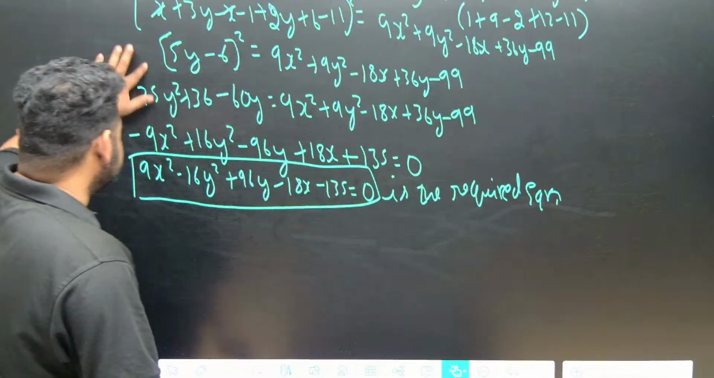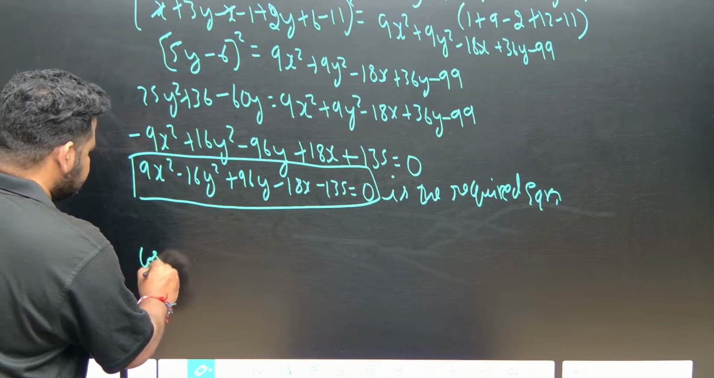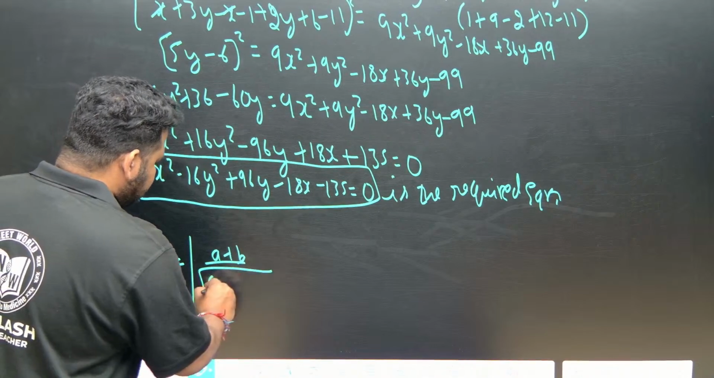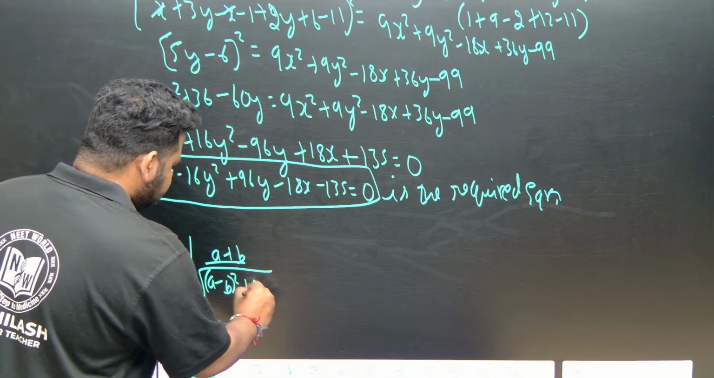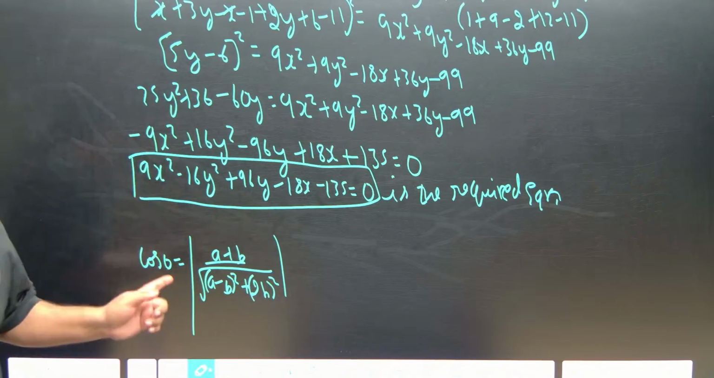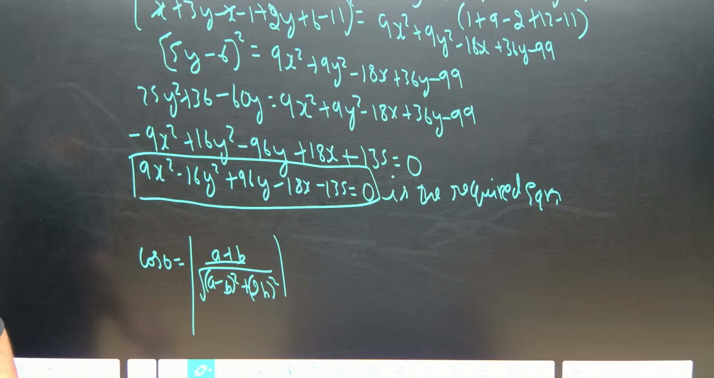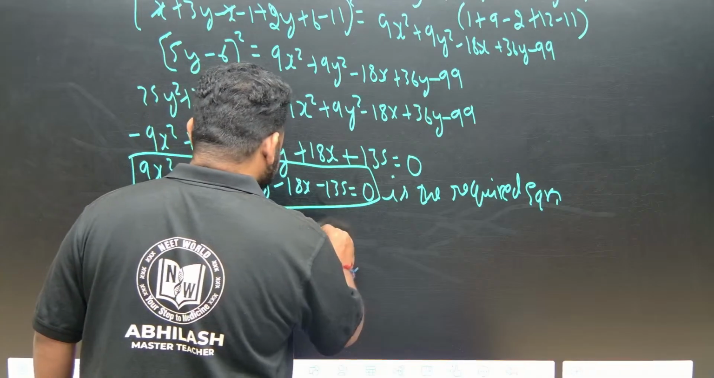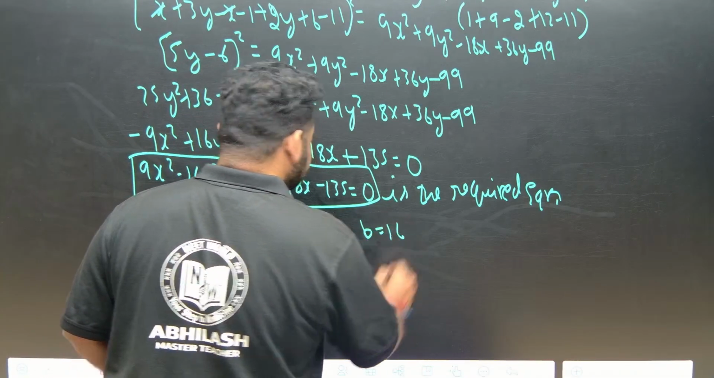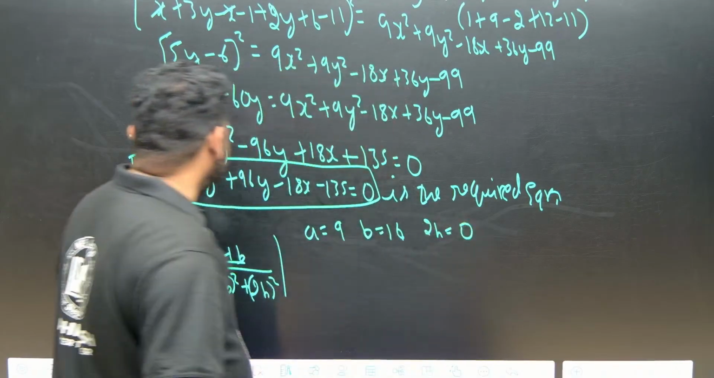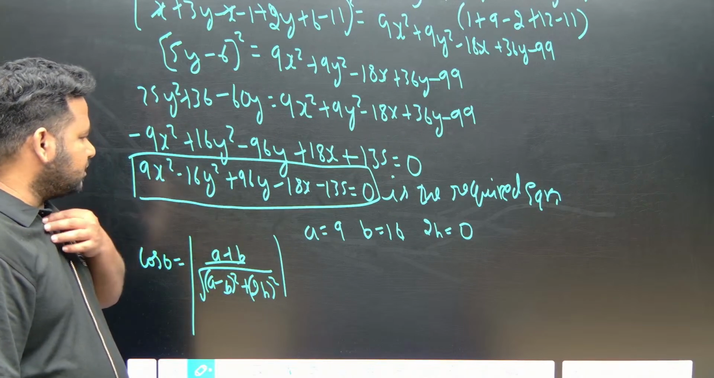To find the angle between them, we have to know that cos theta is given by modulus of a plus b divided by square root of (a minus b) whole square plus (2h) whole square. Here a value is 9 and b value is 16. Standard formula if you write it in terms of polar form. So 2h value will be equal to 0 here.